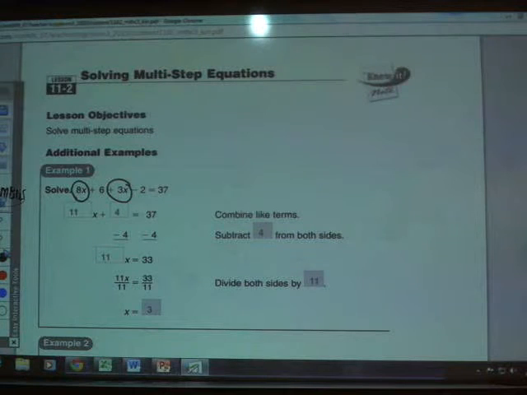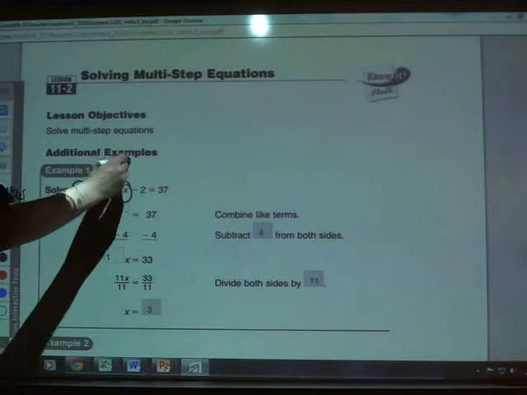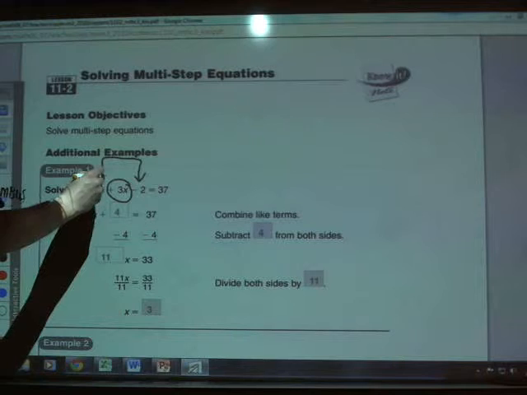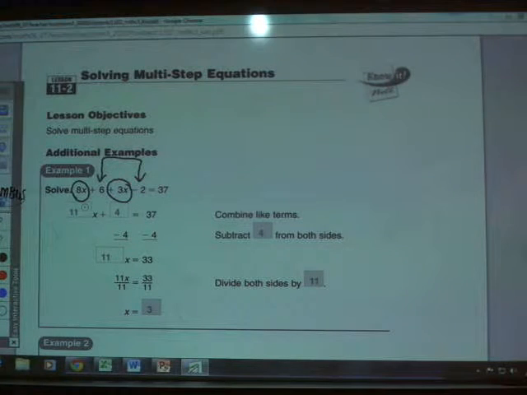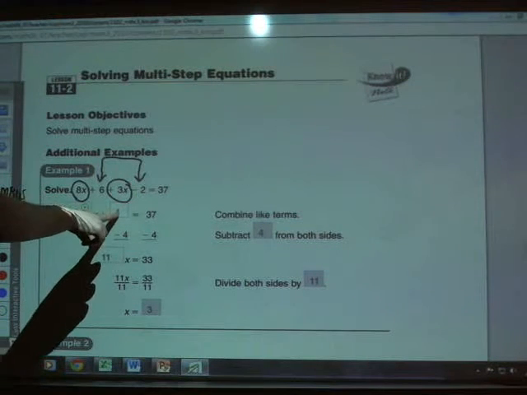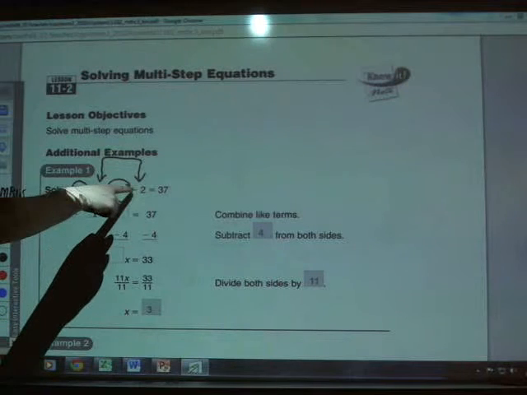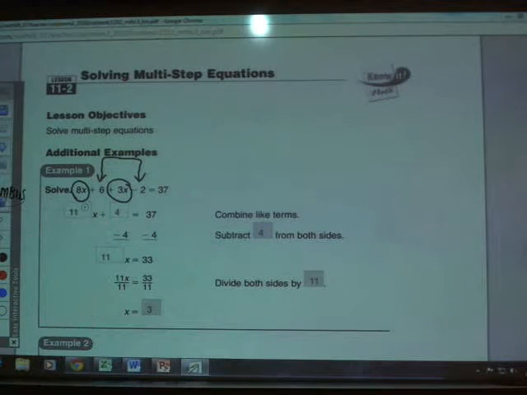Then they're going to do the same thing with the numbers here, the 6 and the minus 2 part. And when I put the 6 minus 2 together, that's going to make 4. So I've got 11x, and then the 4 equals 37. Let's continue from there.